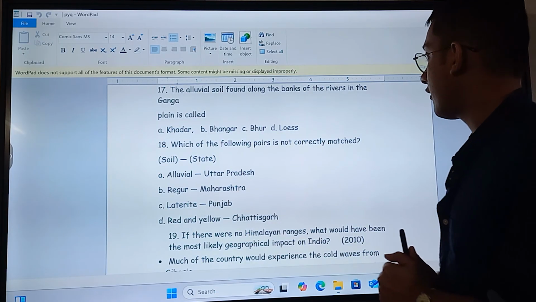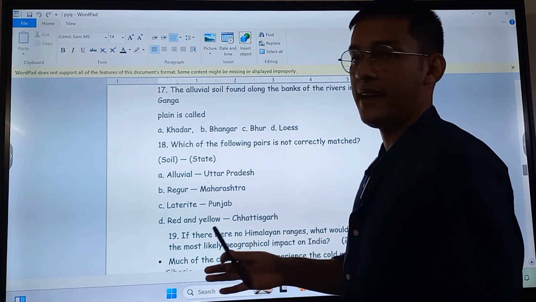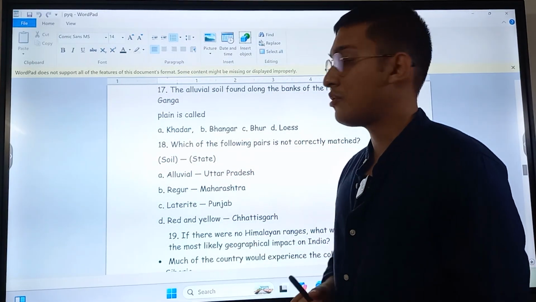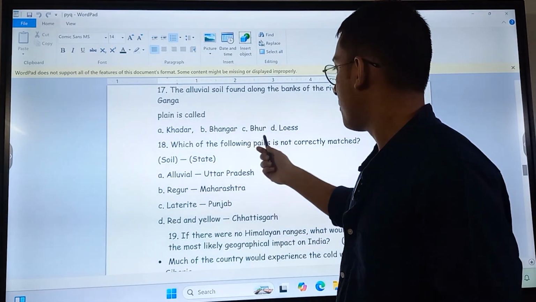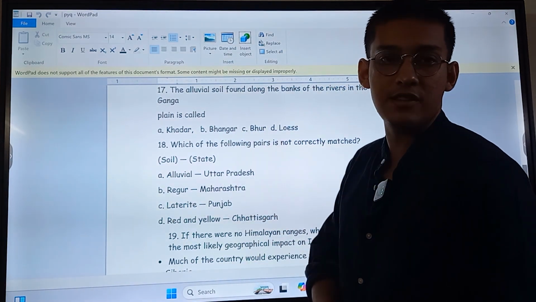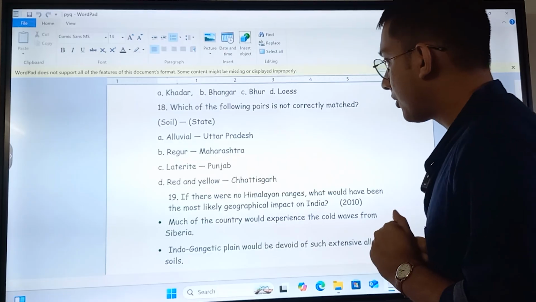Alluvial soil formed in the Ganga plain is called Khadar, Bhangar, Bhur or Loess. Again, it's a simple question. You just need to eliminate. Bhangar is your old alluvium, it cannot be. Bhur and Loess is not. So what is left is your Khadar.